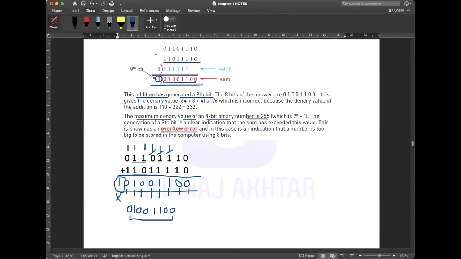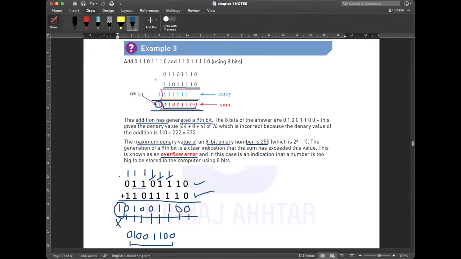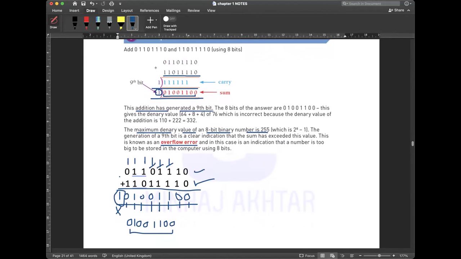Right? So this thing is called overflow, where you get an extra 9th bit. But if both registers are not 8 bits, let's suppose they are 9, and if the answer is 9 bits, then it's fine. But if the bits are 8 in number, their answer should be in 8 bits. So this type of scenario is called overflow, and this error is called overflow error.